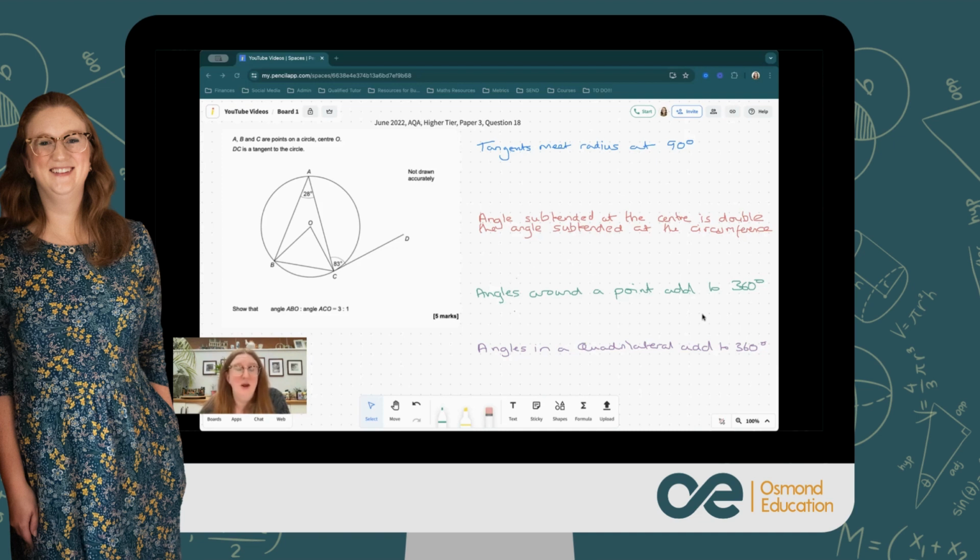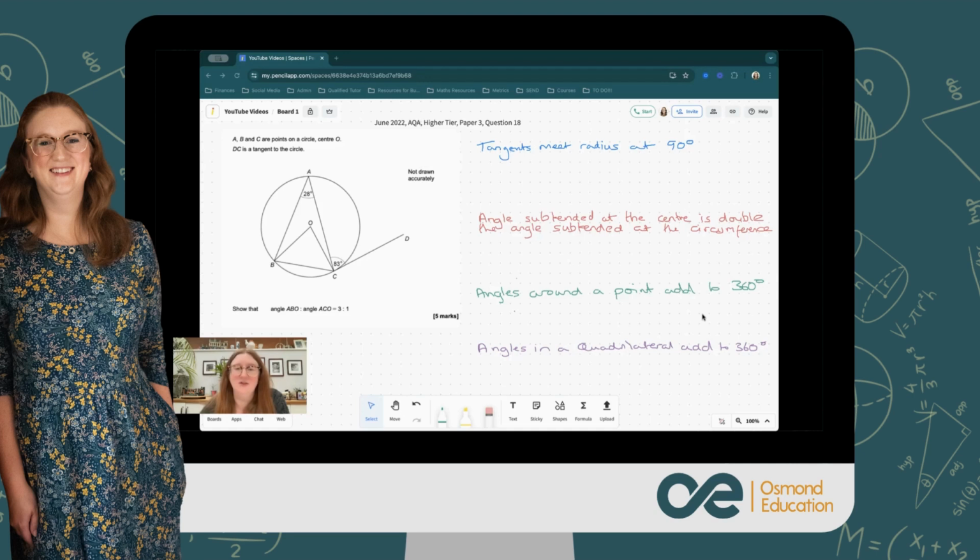Now, in that group, one of the parents has put this question that their child needed some support with. This is an AQA question from the higher tier, paper 3 in June 2022. It was question 18 if you want to go and have a look. It's a circle theorems question.